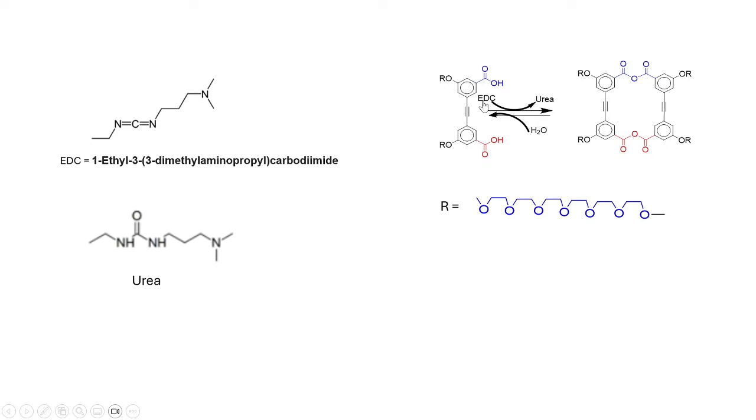Here there is a dicarboxylic acid, and if you add EDC in a system like an aqueous medium, it will form two anhydride bonds to make this macrocycle, and ultimately EDC will convert to urea.